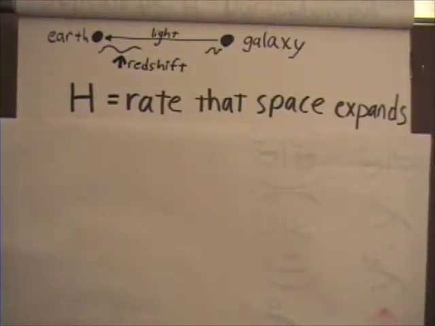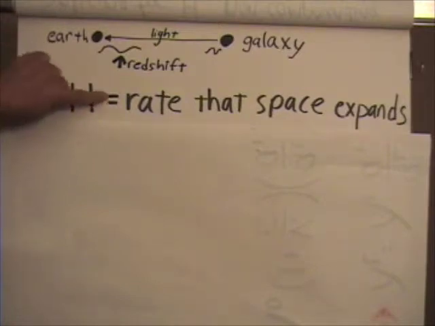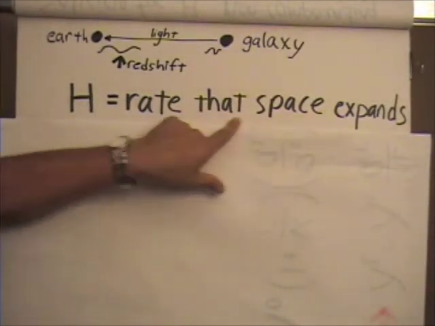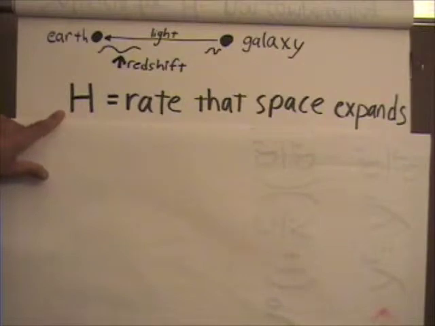So one of the first questions is, what does the Hubble constant mean? Well, the Hubble constant, denoted by h, is the rate that space expands. And how do cosmologists know that space expands?